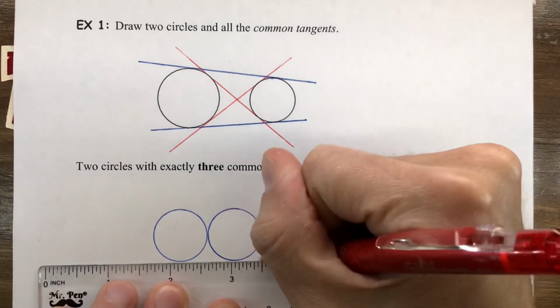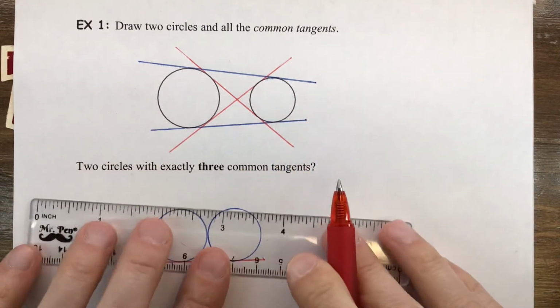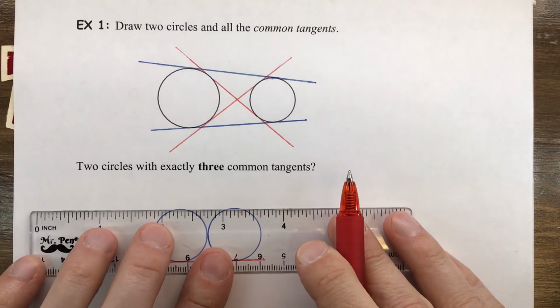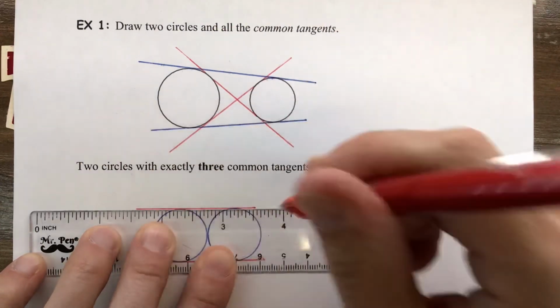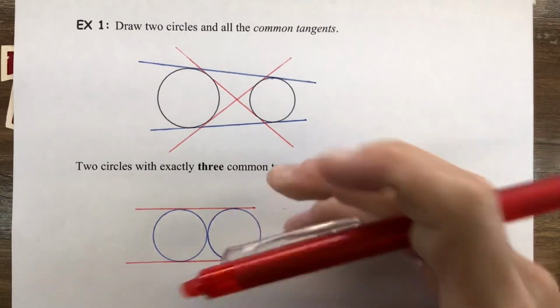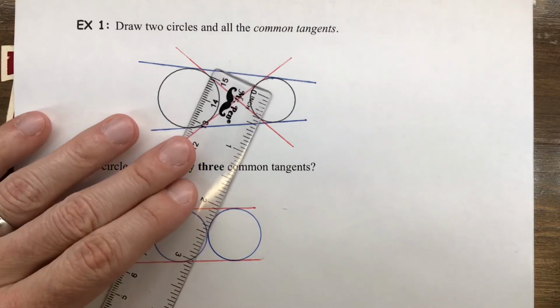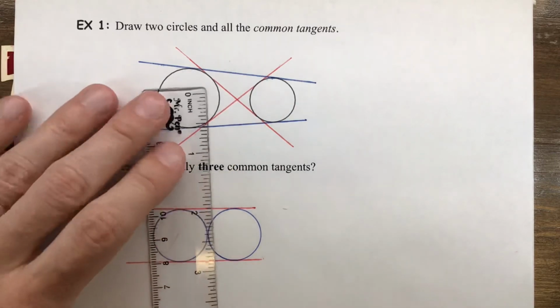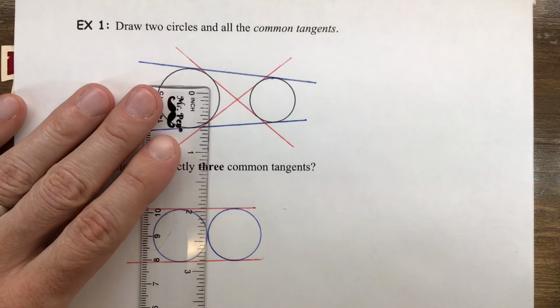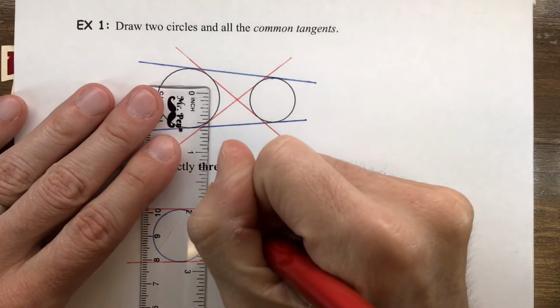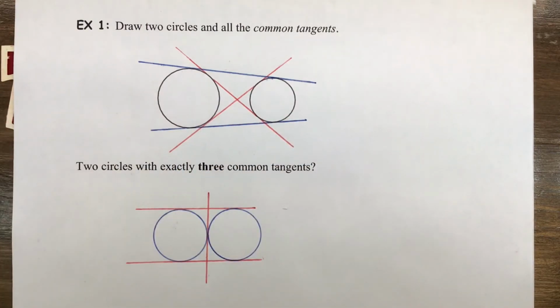So you get the tangents across the bottom, across the top, and for the in-between, you can't tilt it without cutting through the circles, but you could just make it go straight through like that. And you get exactly 3.